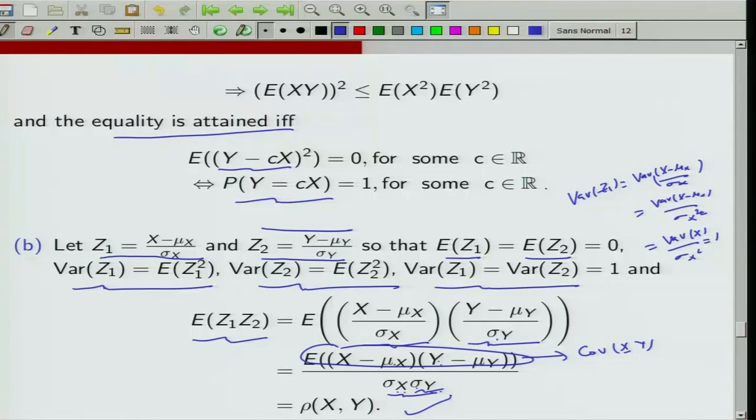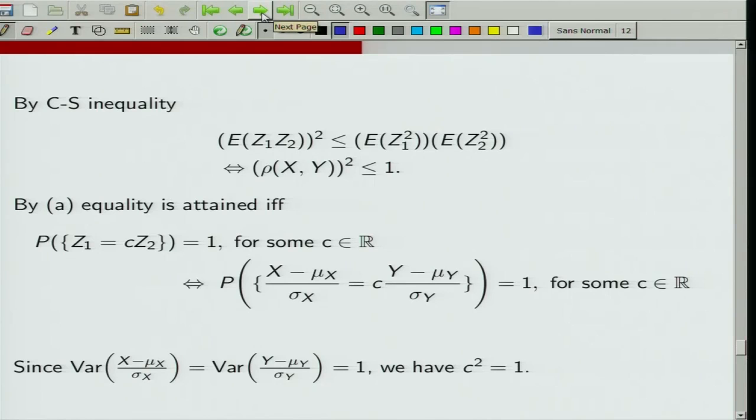Now, I use the Cauchy-Schwarz inequality, which says that the expected value of z1 z2 whole square is less than or equal to the expected value of z1 square times the expected value of z2 square. But the expected value of z1 z2 is nothing but rho of x y. So, rho x y whole square is less than or equal to 1, which is equivalent to saying that rho x y is always between -1 and 1.